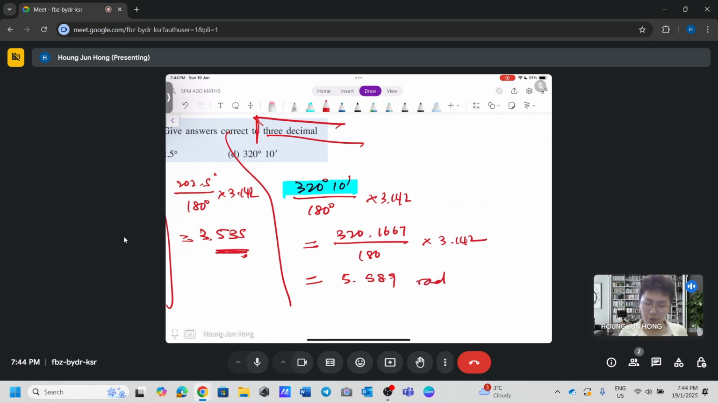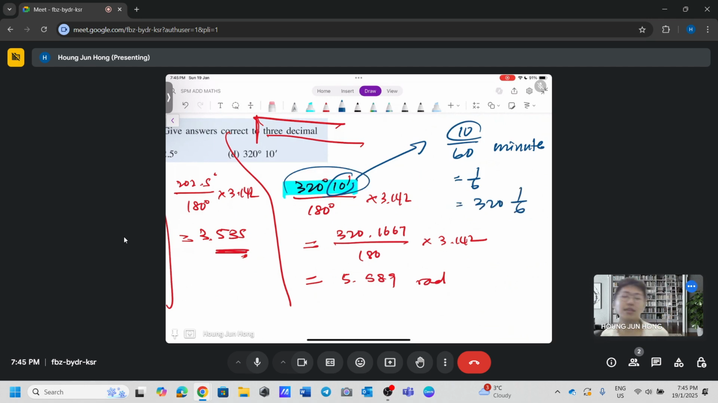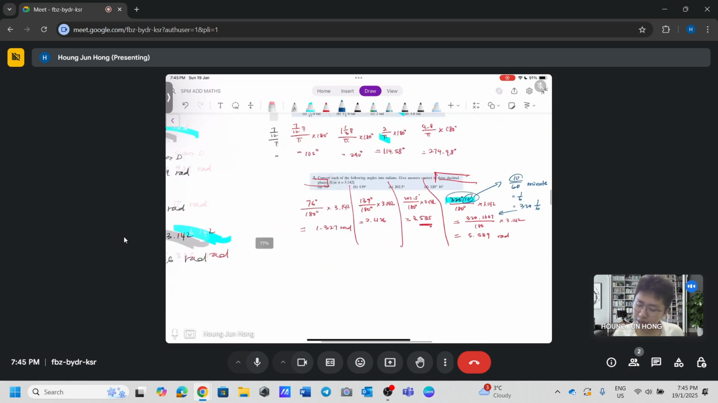Again, by the way, this is not in your syllabus, but if you want to know what it means, this essentially means 10 over 60, because this is in minutes. In 1 hour you have 60 minutes, and in 1 degree you have 60 minutes, so taking 10 minutes is 1 over 6. You can express this whole thing as 320 and 1 over 6, which is 320.1667.